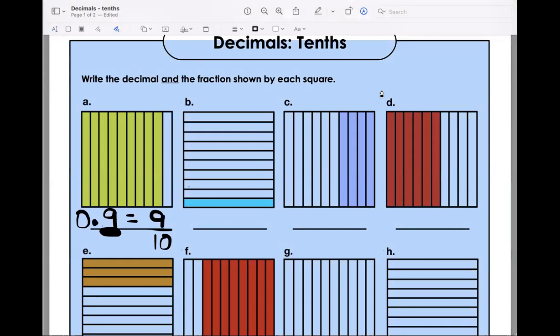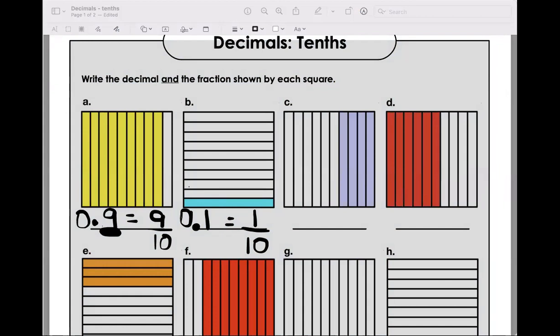There's only one part that is shaded. That's our numerator. There are still 10 parts altogether. That's my denominator. If I want to convert that into a decimal, I already know that it's less than 1, so there's 0 ones. And right after my decimal is going to be how many tenths. In this case, there are 1/10. I know that from my fraction. I know that because there is 1 part shaded out of 10.